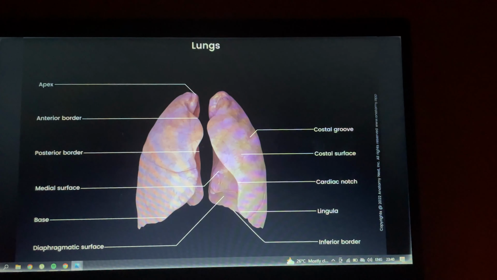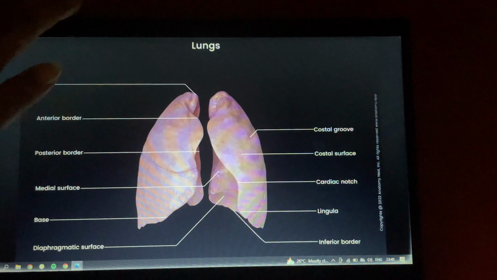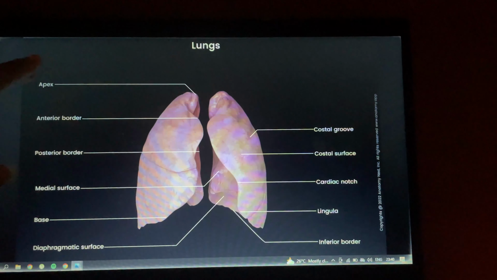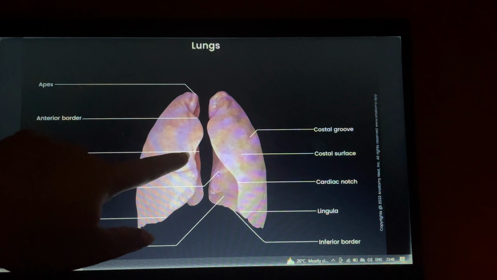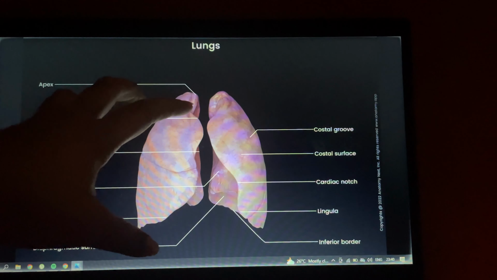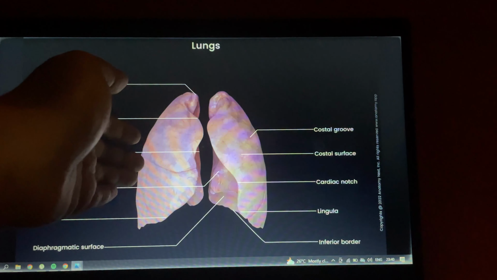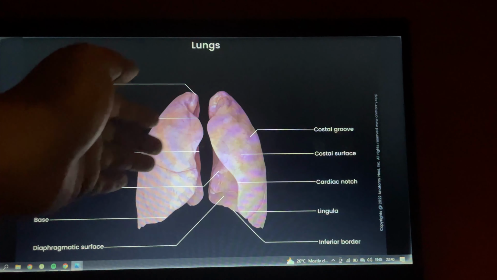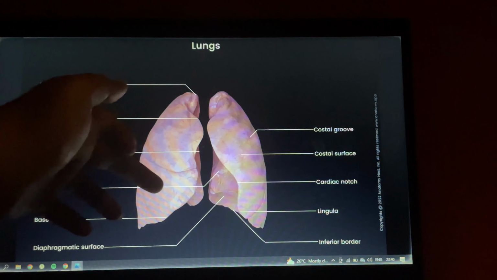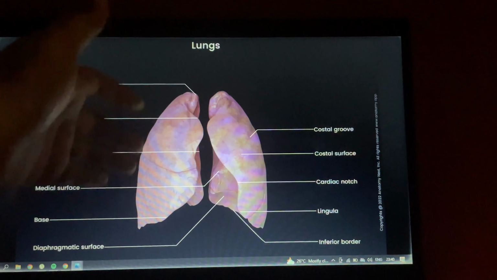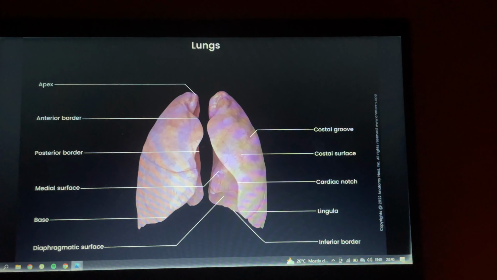Next one is the costal surface. It is large and convex, and it is in contact with the costal pleura. I already mentioned that the outer part of the lungs is associated with the rib cage, hence the name costal surface.